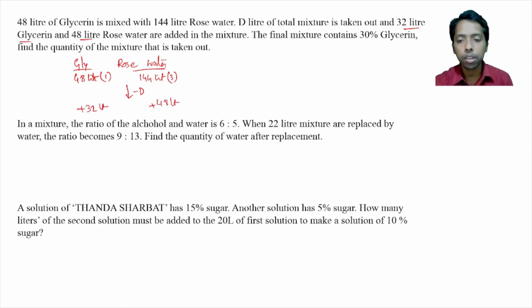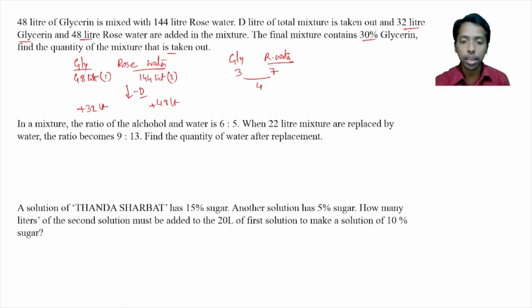Then the final mixture contains 30% glycerin. Find the quantity of mixture that is taken out. That means we have to find out D here, right? So 30% glycerin, final mixture contains 30% glycerin, right? If 30% glycerin is here and this is rose water, right? So 30% glycerin means 70% rose water. Now what's the difference between the two? That is 4 unit. Okay, you may calculate it by taking the variable x from 48 and this is 48 and 80. After removing something, that means x can be removed from both of this, and on the basis of the ratio, that is 1:3, x by 4 and 3x by 4, you can do it.